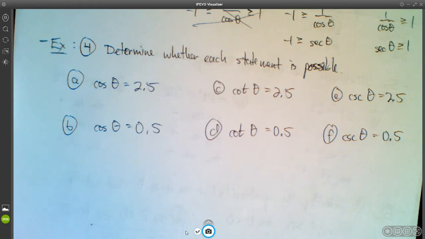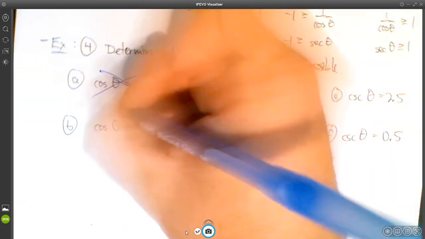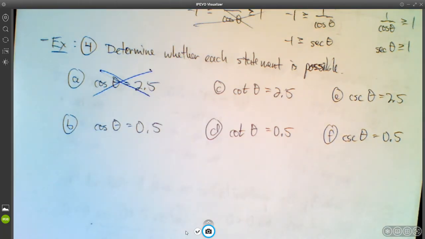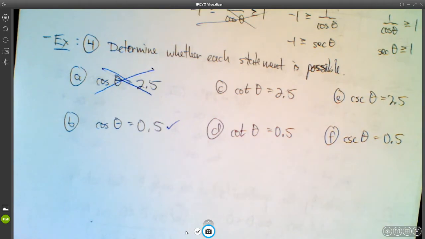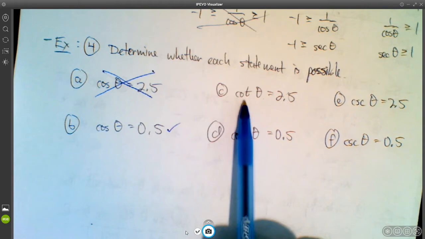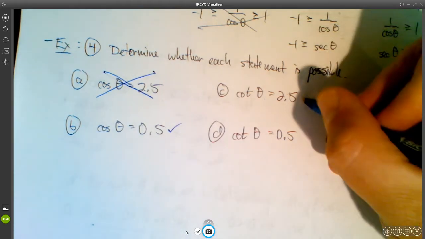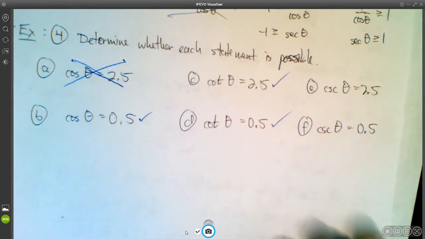Okay, so I'm going to go through and put a check mark next to the ones that are appropriate, and then cross out the ones that are not. Cosine theta equals 2.5, that's not possible, right? Cosine has to live between -1 and +1, so that doesn't work. Cosine theta equals 0.5, yeah, that could happen. Cotangent theta equals 2.5, yeah, that could happen. The range of cotangent is -∞ to +∞, so cotangent can be any real number. So 2.5 works, 0.5 works, that's perfectly acceptable.